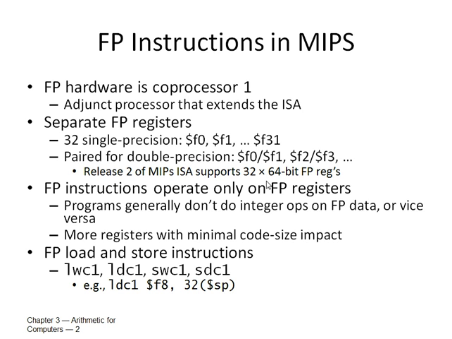The second release of it supports 32 of these 64-bit ones. The instructions only will work on these floating point registers. Notice F0 is not predefined as 0. And they don't generally do integer ops on floating point data or vice versa. So if you want to do an integer times it, you have to encode it as a floating point number. More registers with minimal code size impact, so it's a reasonable trade-off.